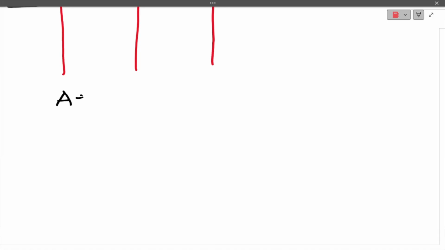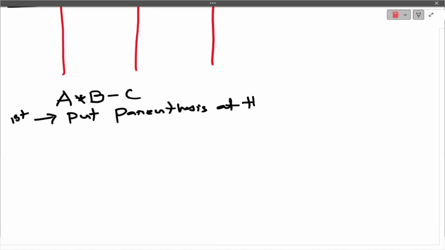Suppose let me take A, the same example, A modulus string B minus C. Okay, if this is the expression, what to do? First step is put parenthesis at either side. That means whatever expression the user is giving me, I will be putting a parenthesis at the either sides. Then I will start solving this.